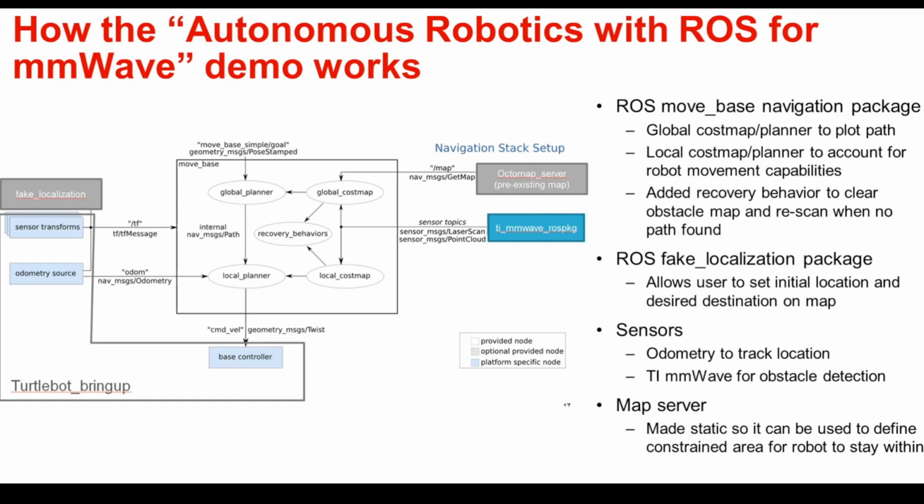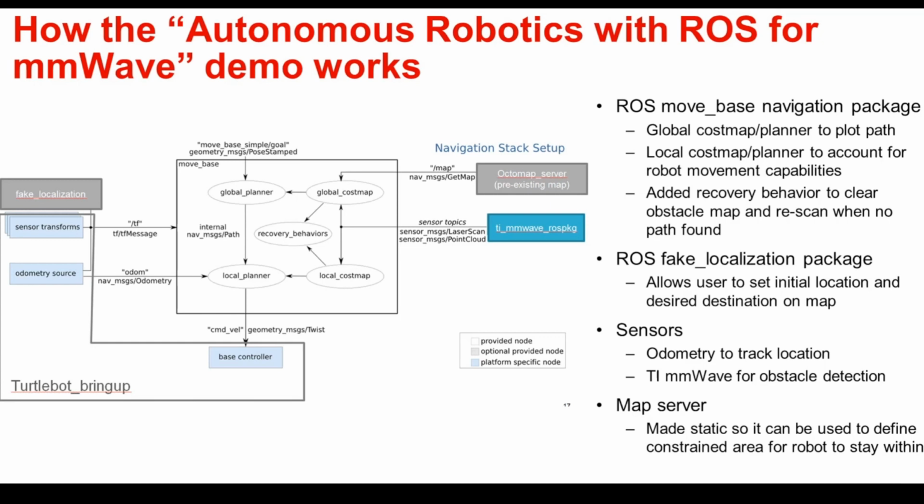First, let's look at the global cost map and planner. A cost map in ROS is an occupancy grid used to track obstacles in the map. The planner is a path planner that's used to plan a path from where the robot currently is to where it wants to go, avoiding obstacles that are marked in the cost map. The global cost map and path planner are used to plot a high-level or overall path for the robot to follow.